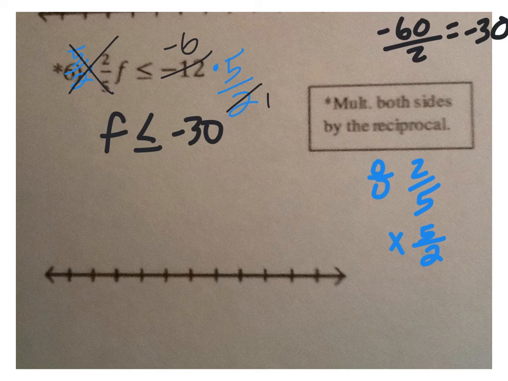And then I'm going to want to label my graph. So I'm going to have negative 31, negative 30, negative 29. I want negative 30 with a solid colored in dot, and it's less than or equal to, so I'm going to go to the left.